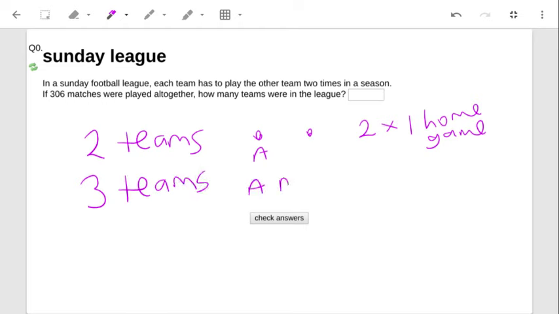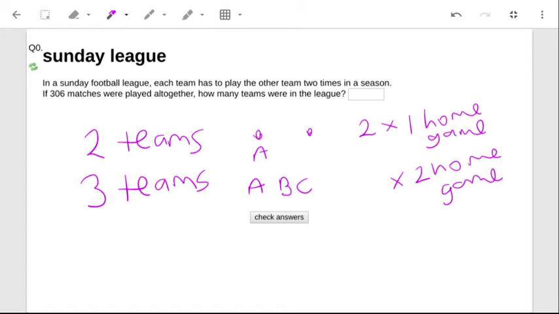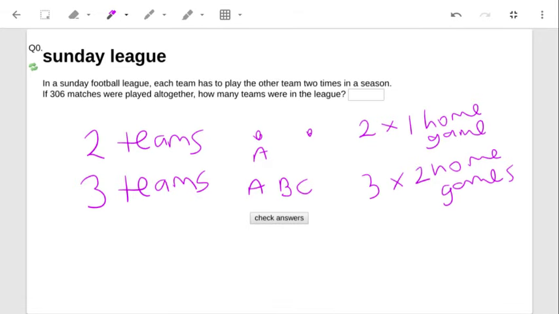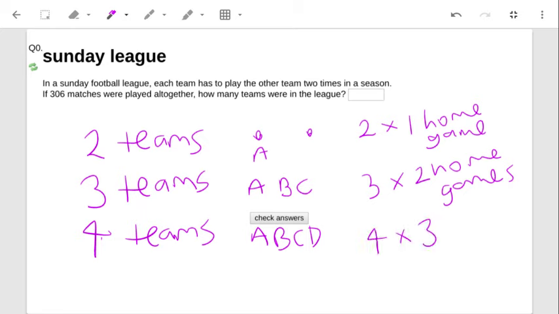Once again, A, B, C. Now let's look at Team A. They will have now 2 home games, and each team will have 2 home games, but there are now 3 teams. And if I look at 4 teams, you should be able to see a pattern emerging here. If there are 4 teams, then each team has 3 home games, and there are 4 of them.